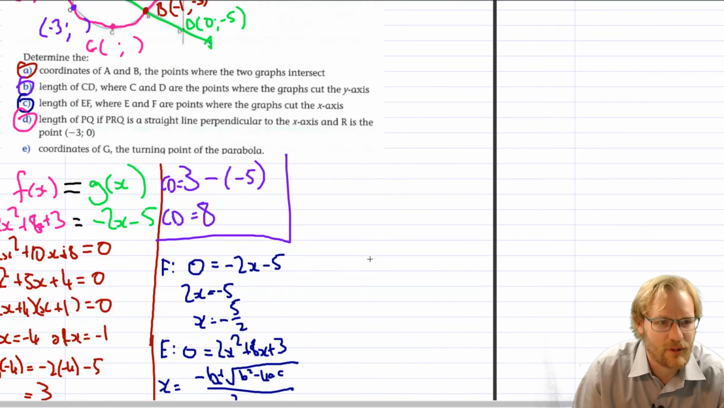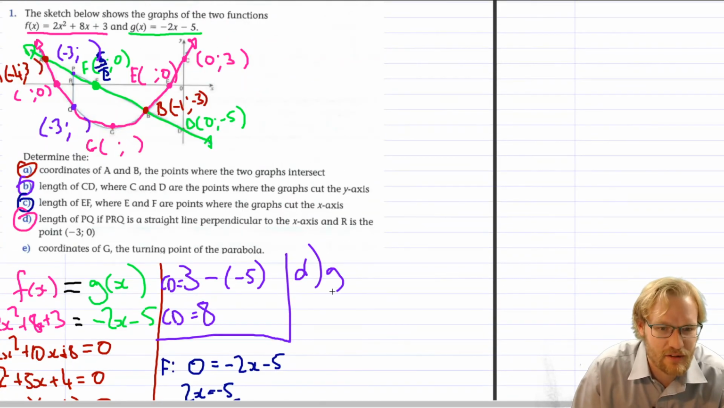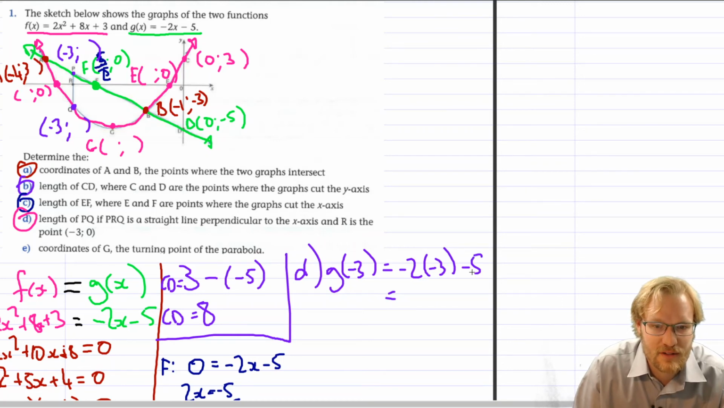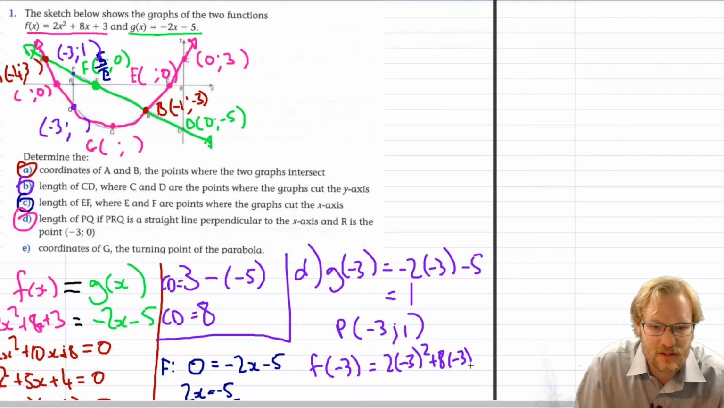Okay, well, let's see. We can probably squeeze this button over here. So we're on question D. Let's start with the straight line. Feels easier. G of minus 3 equals minus 2, minus 3, minus 5. 6 minus 5 is 1. Okay, so in other words, P is minus 3, 1. And for Q, we're going to go F of minus 3, which is 2 times minus 3 squared plus 8 times minus 3 plus 3.